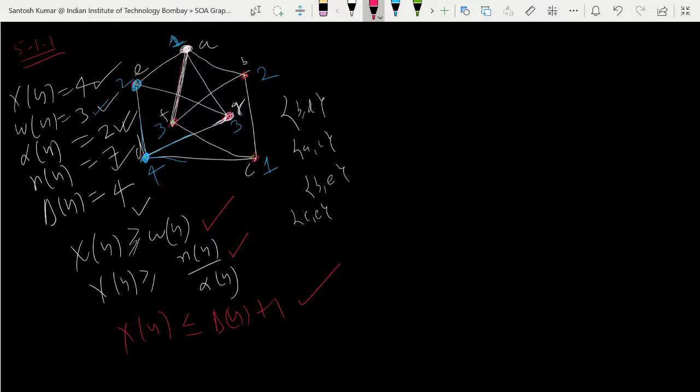Is it k-colorable, or is it color critical? Sorry, color critical. Yes, sir. It is k-critical. Yes, sir. Critical, so if you take any subgraph, it will have a smaller chromatic number.